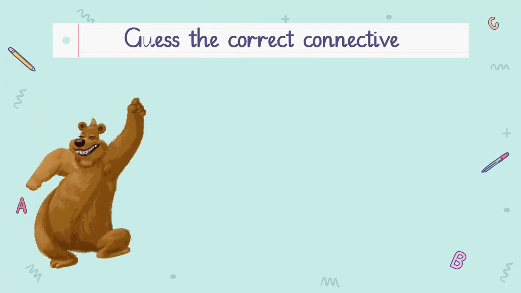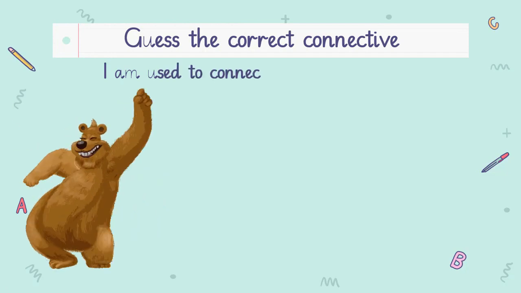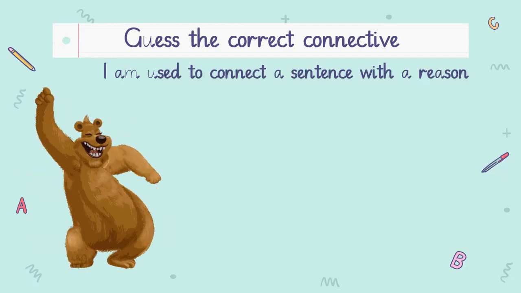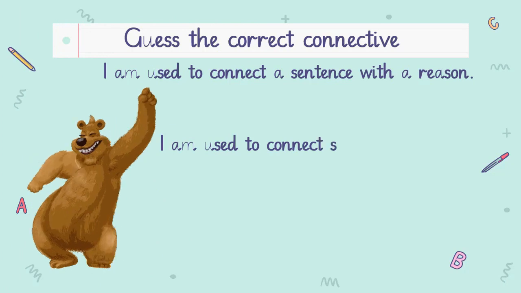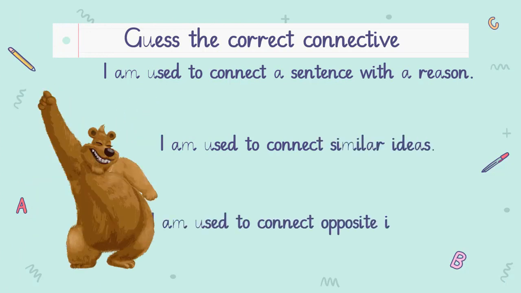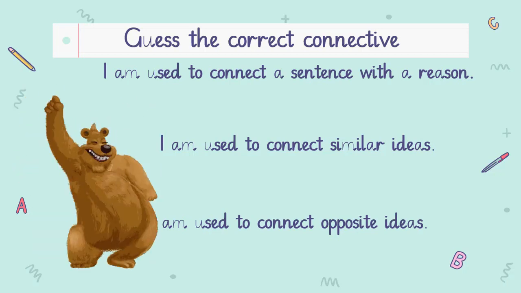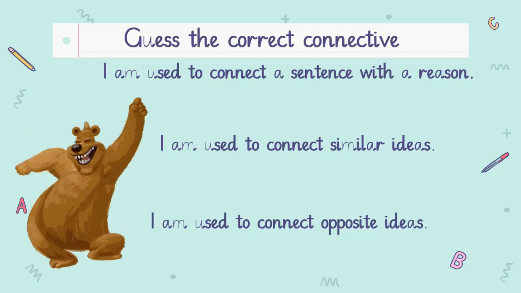Guess the correct connective. I am used to connect a sentence with a reason. I am used to connect similar ideas. I am used to connect opposite ideas. Now pause this video for a while and jot down your answers. Let's have a look.